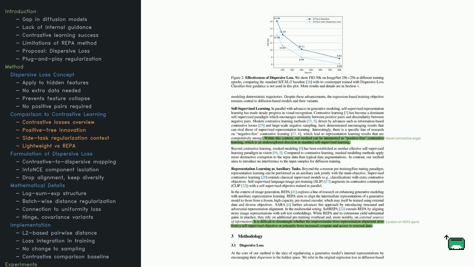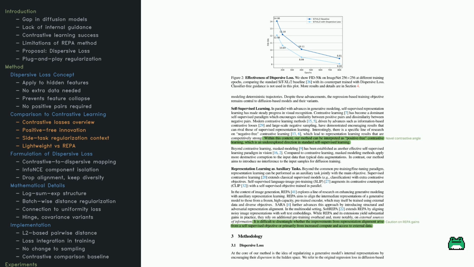Now let's look at how this plays out over time. Check out Figure 2. It shows how the model's FID50K score, a common metric for image quality where lower is better, improves over training. The blue line is the baseline model, and the darker line is with dispersive loss. You can see the gaps start to open around 200 epochs and continue to widen, with the dispersive model finishing stronger by the end.